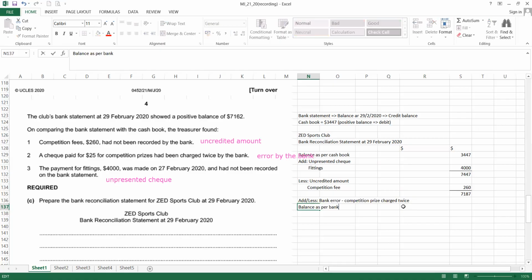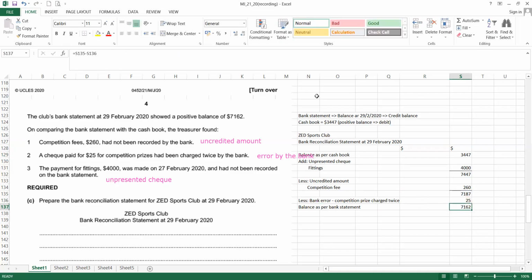Balance as per bank statement. When you want to see whether you should add or minus from the bank statement record, you stand from the bank statement point of view. The question says the bank statement recorded twice. It means that, standing from the bank statement, logically it should be lesser than the cash book money because it was deducted twice. So in this case, we have to minus. Less bank error, competition price charged twice, minus 25.